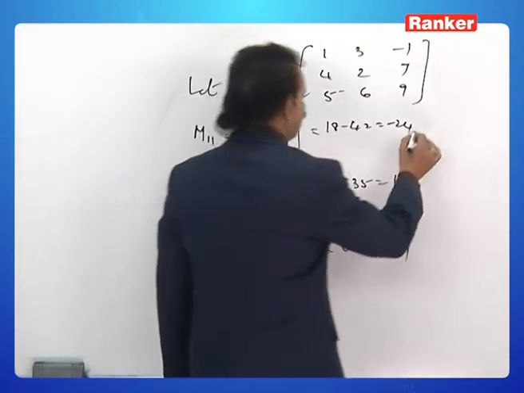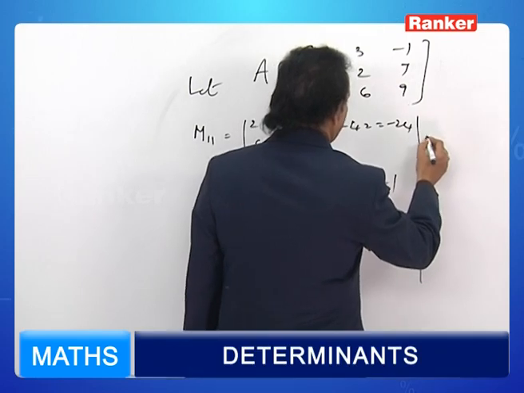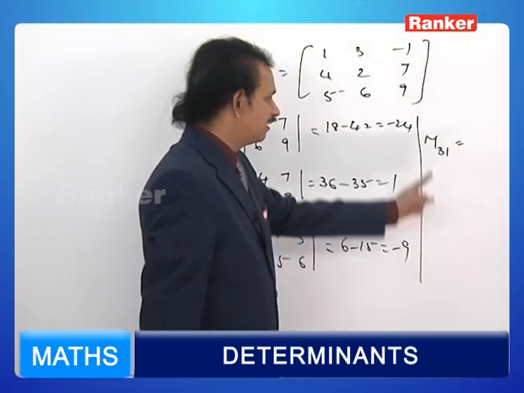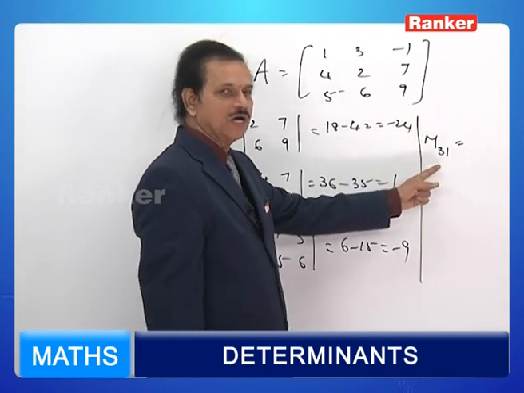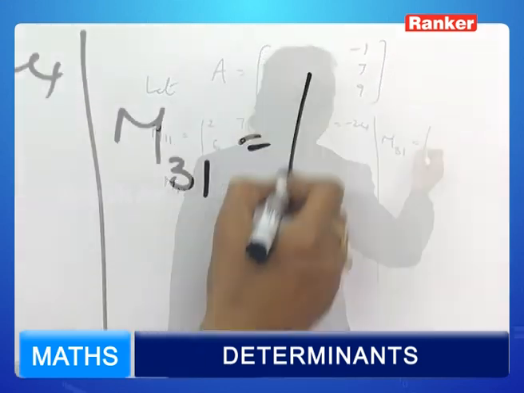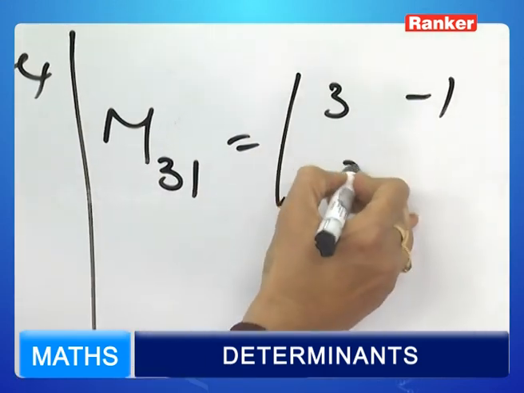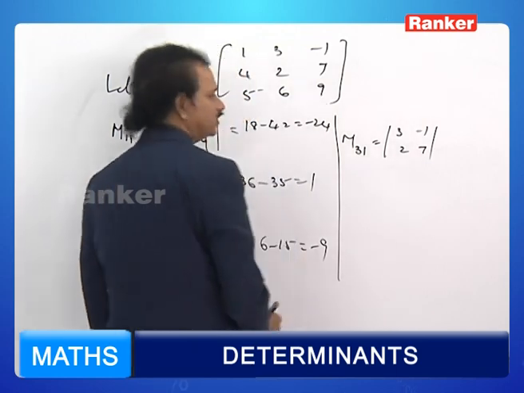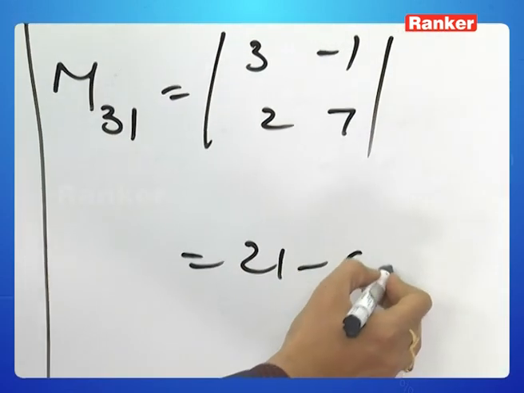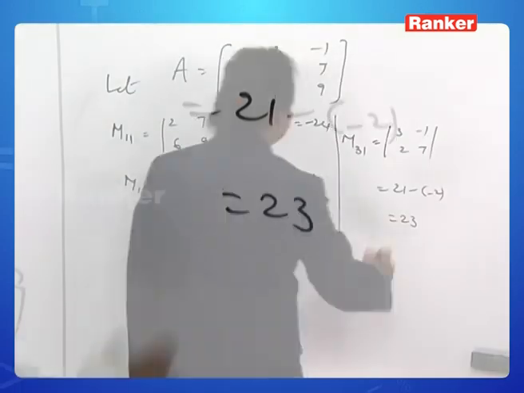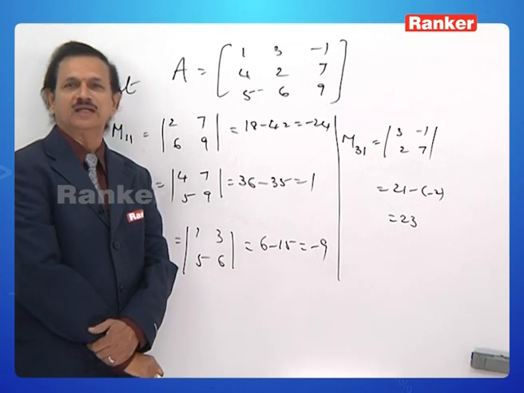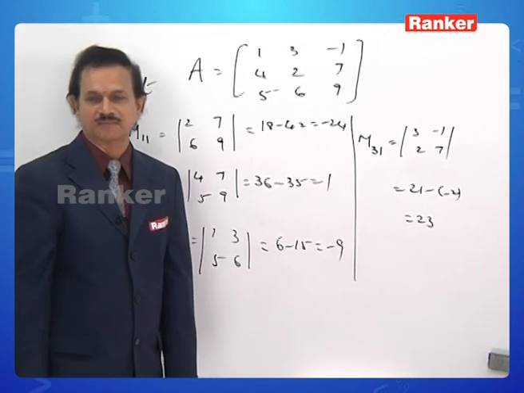And let us have one more minor. Say, I would like to have M31. What is meant by that? Minor of the element present in third row, first column. Third row, first column, you delete them. What happens? 3, 1, 2, 7. Isn't it? So what is the answer? 21 minus 2 is nothing but 23. Like that, we define the minor of an element of a square matrix.